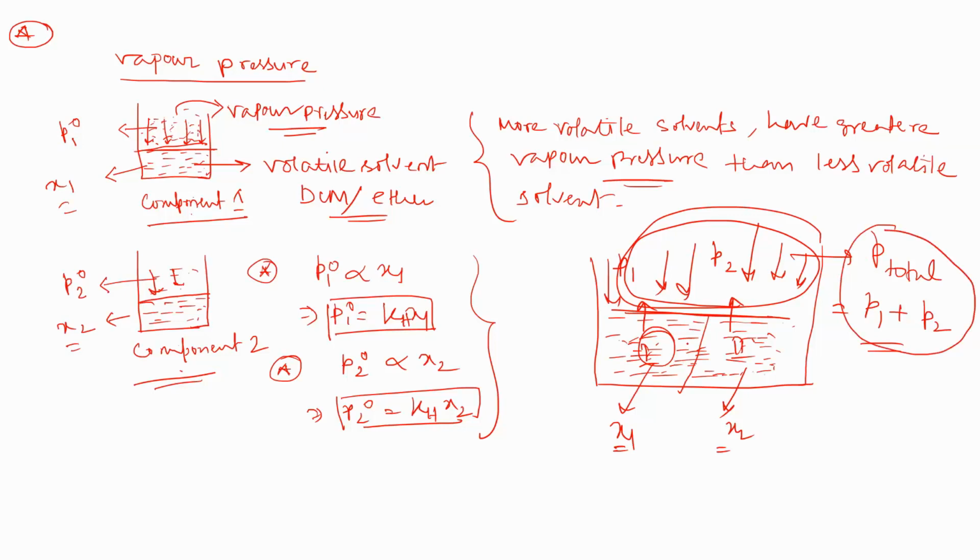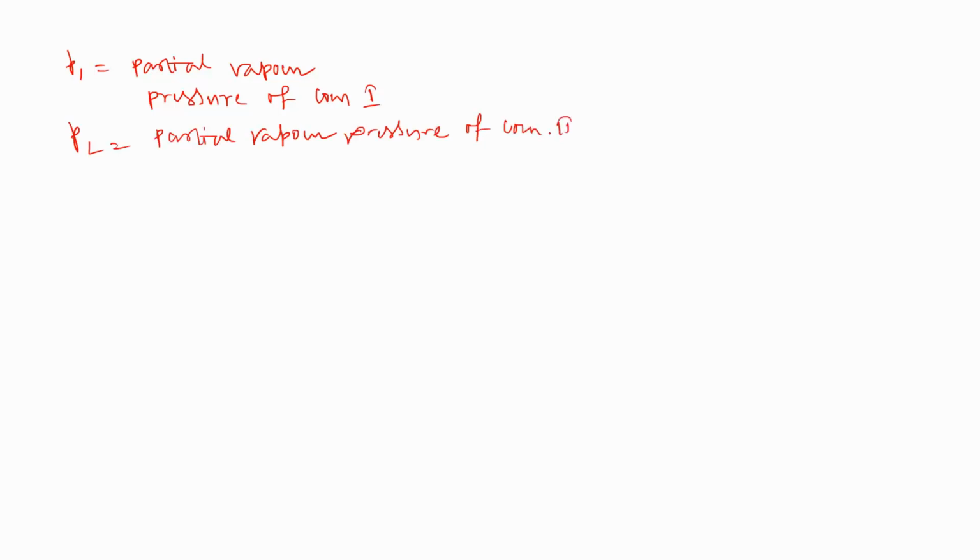So there is no pure vapor pressure; there will be the partial vapor pressure. In this condition, we have P total equal to P1 plus P2, where P1 is the partial vapor pressure of component 1 and P2 is the partial vapor pressure of component 2. And P total equals P1 plus P2.